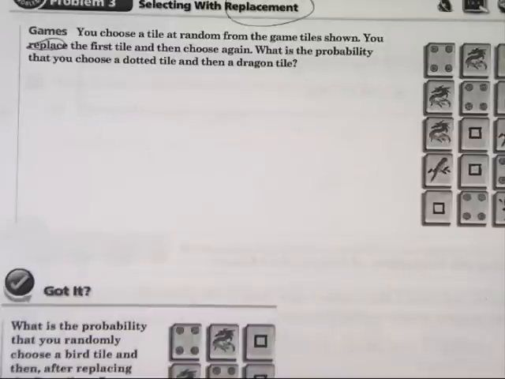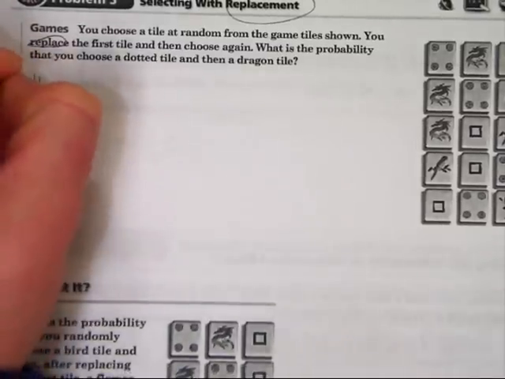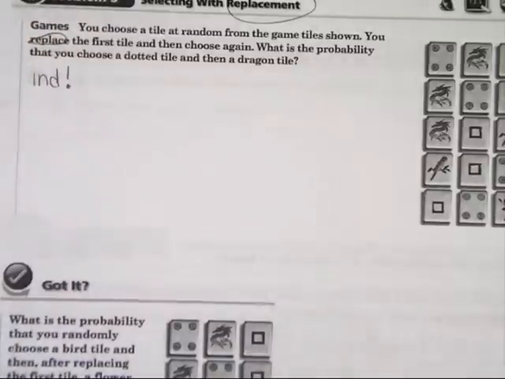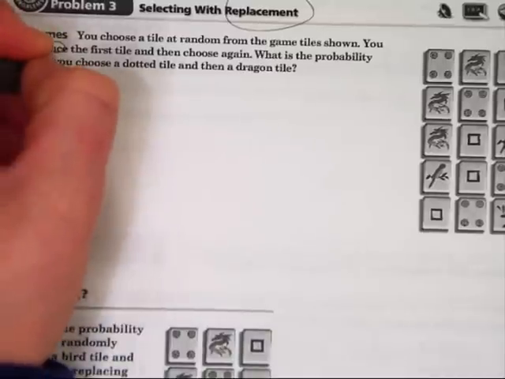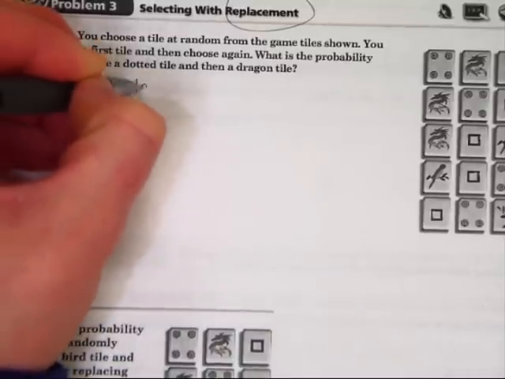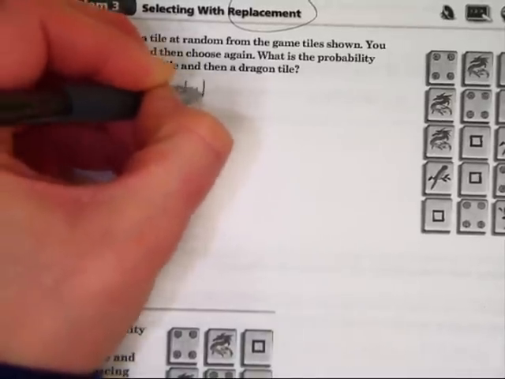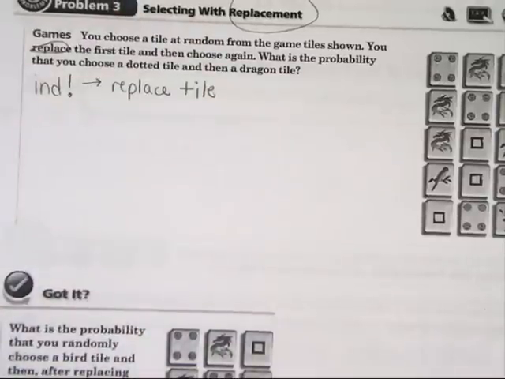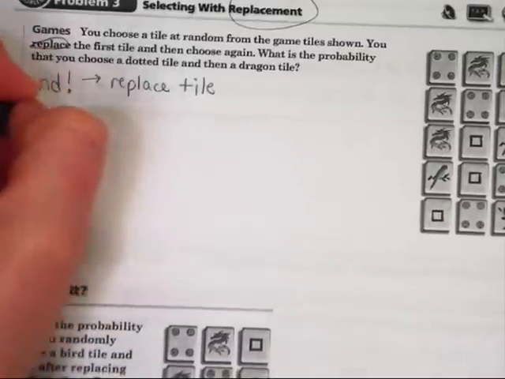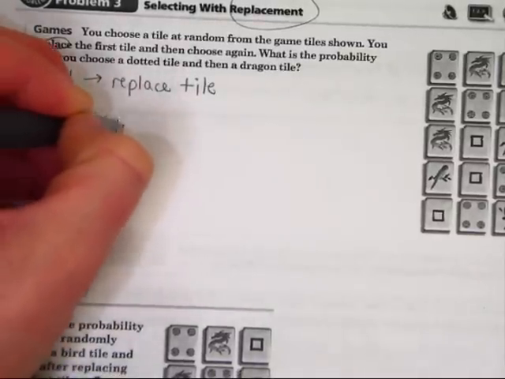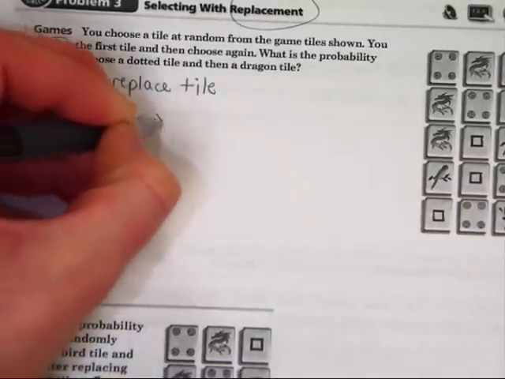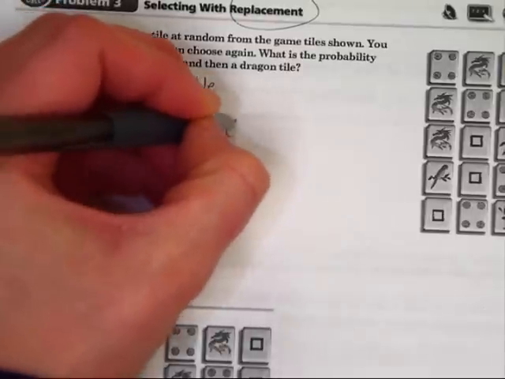It's a very important word. What is the probability that you choose a dotted tile and then a dragon? Well, what we need to say is that these are independent one from another. The only reason they're independent is because you replace it after you choose it. If you did not replace it, it would not be independent. Okay, so the first thing I want is the probability of a dotted. The second thing I want is the probability of a dragon.